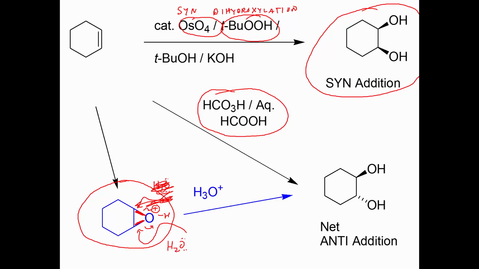Okay, let's take a stroll down memory lane. Which of these is meso? This one, of course, is meso because it has a plane of symmetry here. And this one is a chiral molecule that could exist as a pair of enantiomers because there's no symmetry plane in that molecule right there.